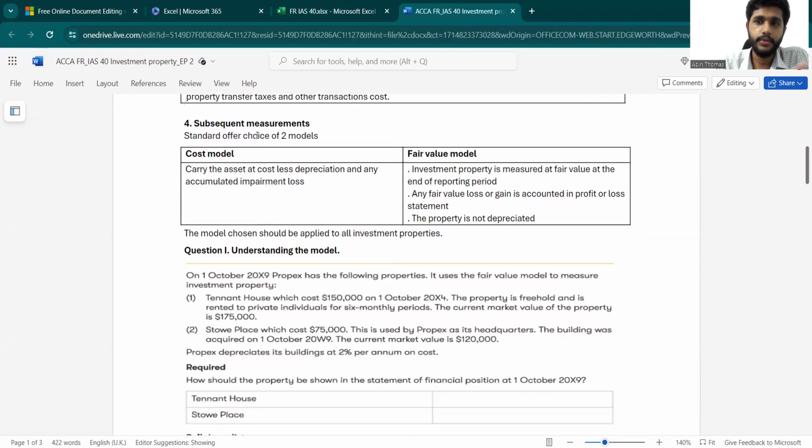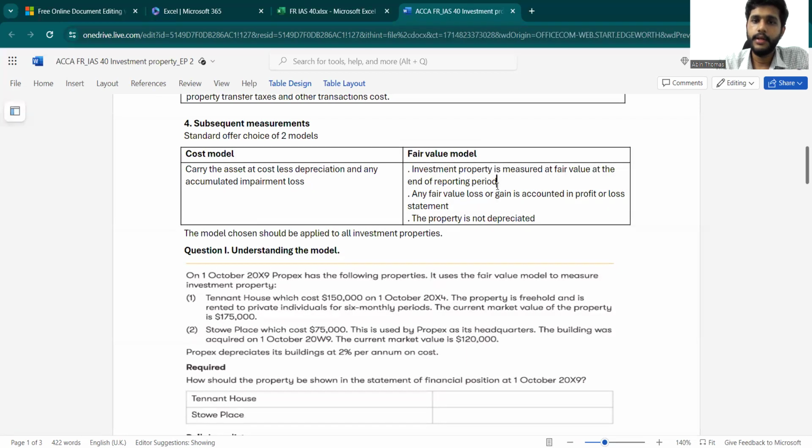The standard gives us two models. One is the cost model and the other is the fair value model. The cost model we have seen is the same as in IAS 16. We need to carry the asset initially at cost, and then we have to depreciate it over its useful life. And if there is any impairment loss, that also needs to be considered. Okay, then came the second model, that is the fair value model.